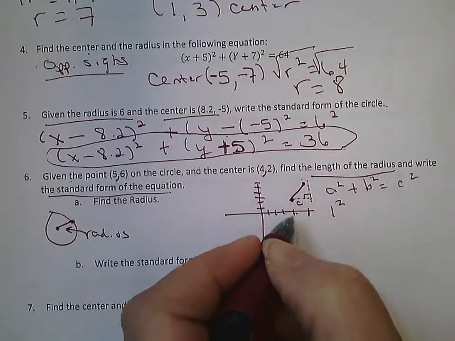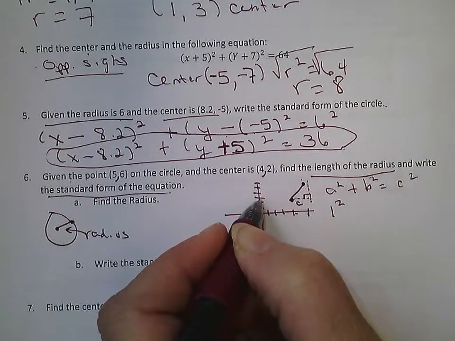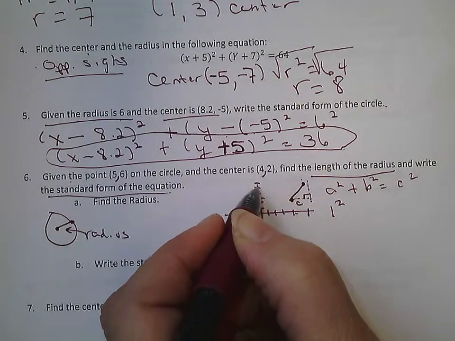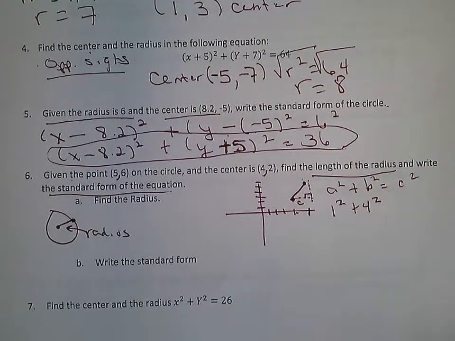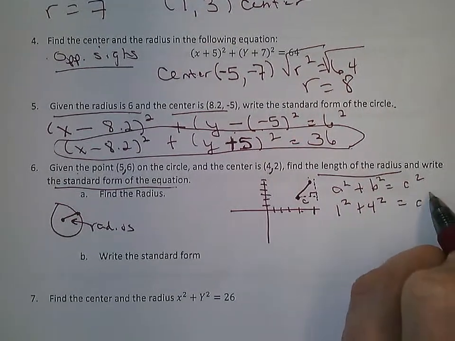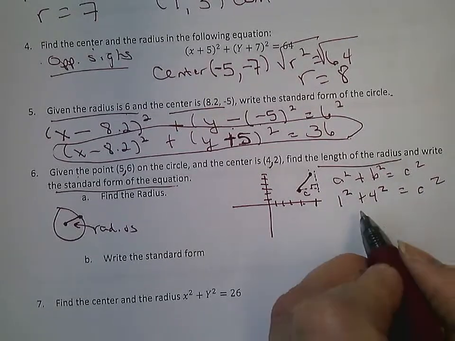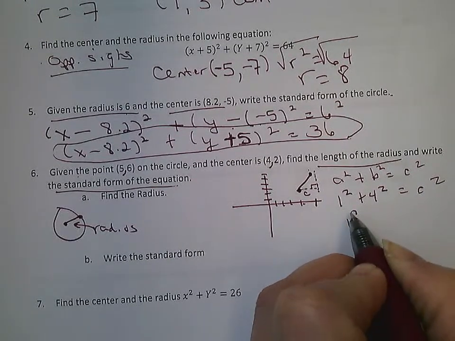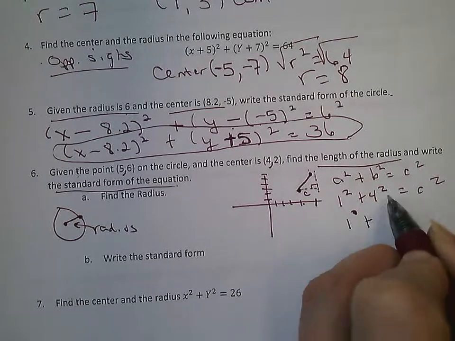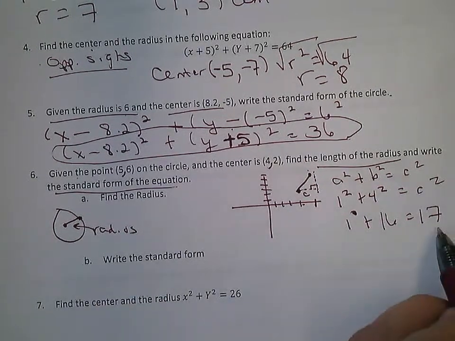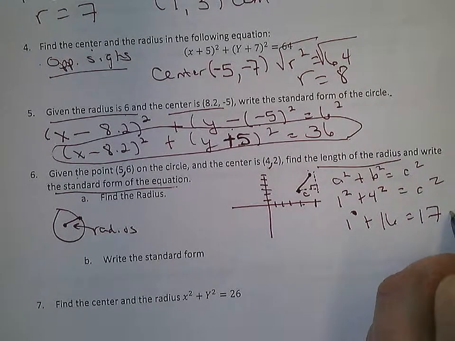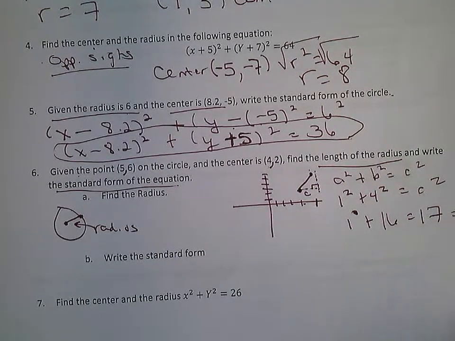And this one right here is up 4. So we start 1, 2, 3, 4, up 4. So we go up 4 units. That gives us our section. So we have 1 squared is 1 plus 4 squared is 16. So that equals 17. So that's our radius squared, our c squared.